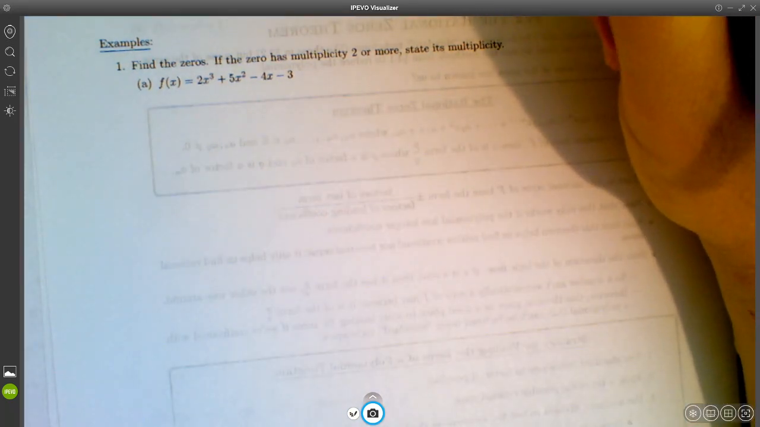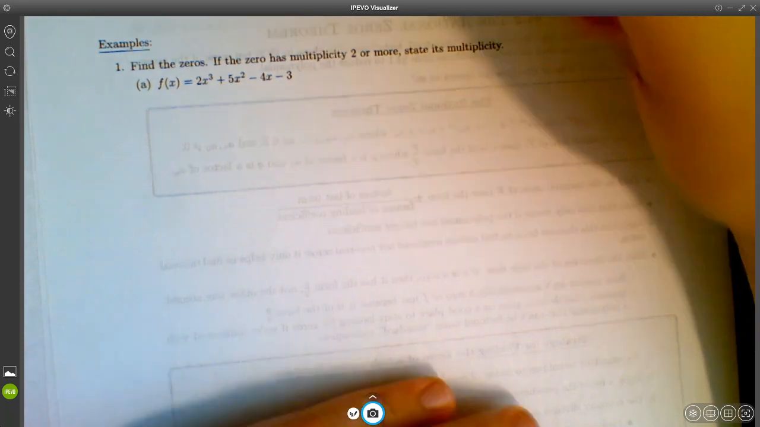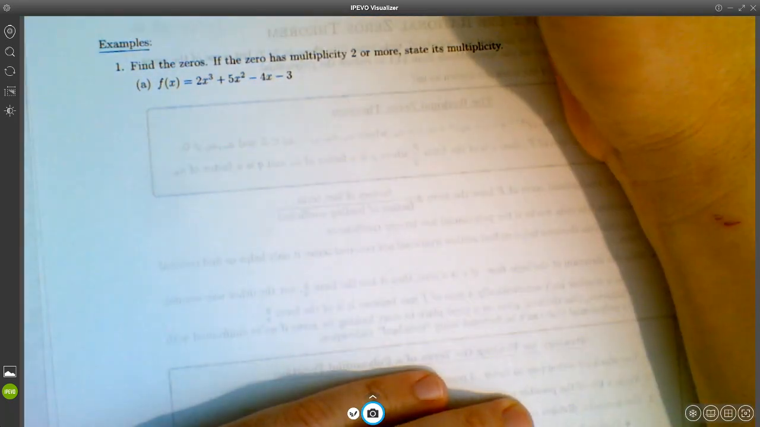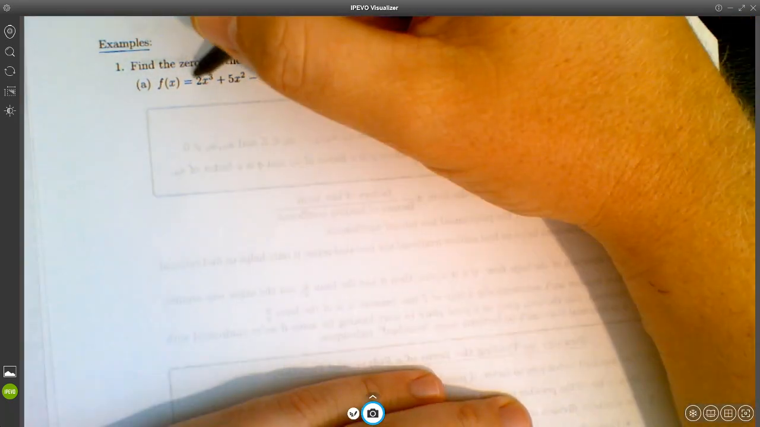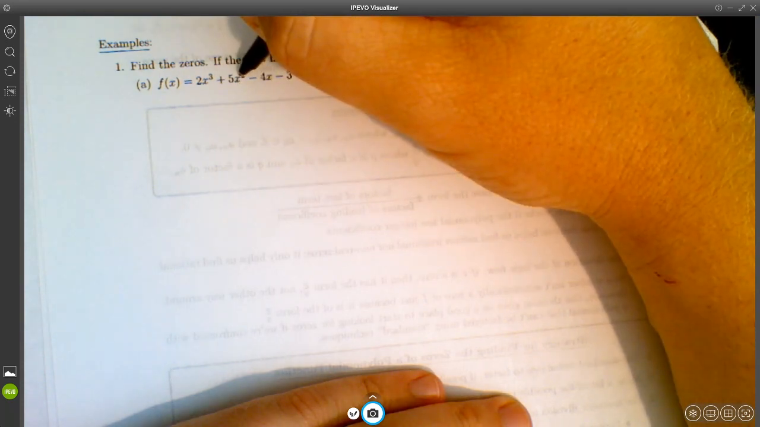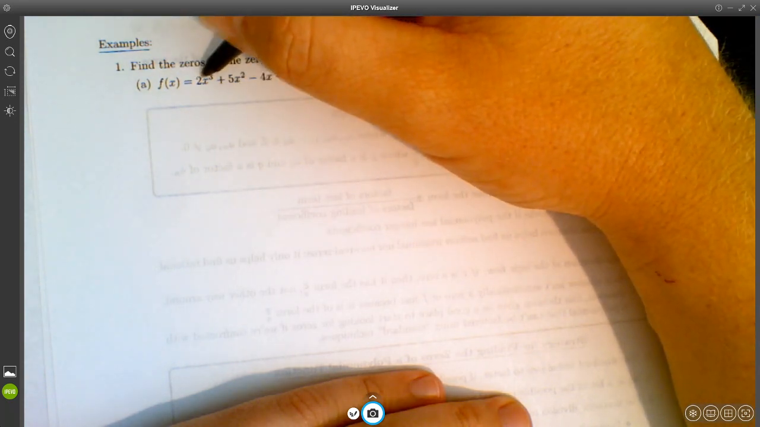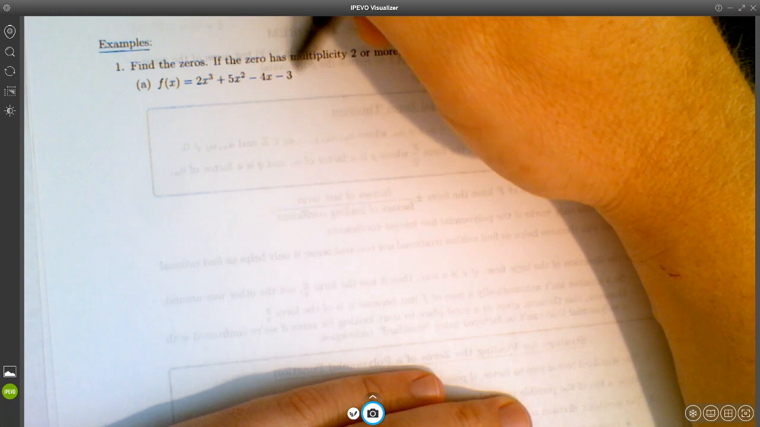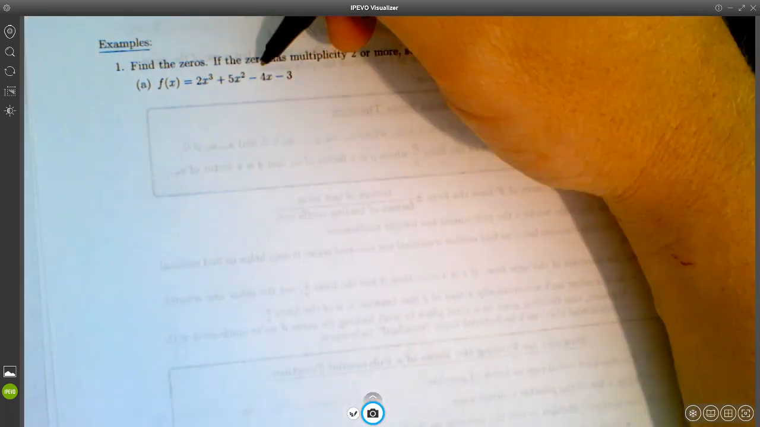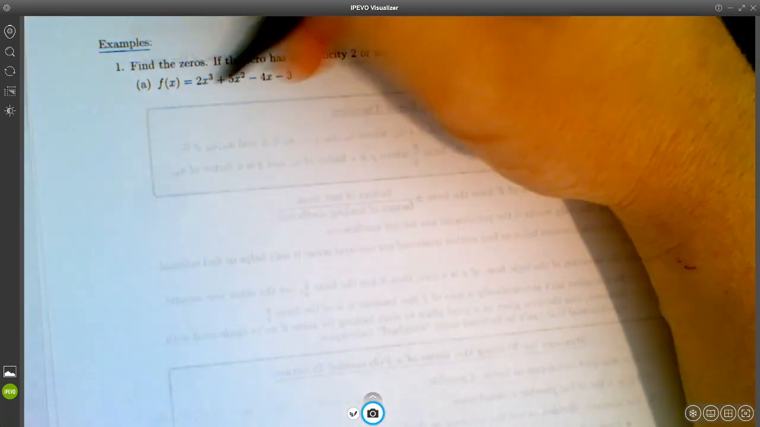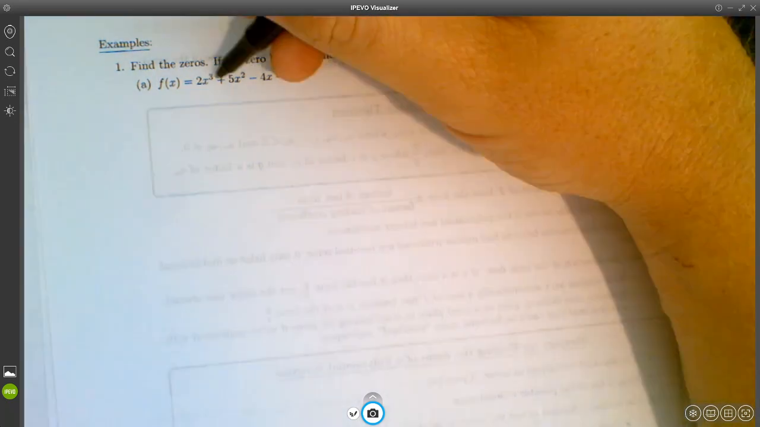So here I have a degree 4 polynomial. I could try to factor it by grouping. That would mean grouping the first 2 terms together. I could take out an x squared. I would be left with 2x plus 5. If I group the second 2 terms together, I could take out a -1, but then I'd be left with 4x plus 3. So factoring by grouping is not going to work on this particular polynomial.